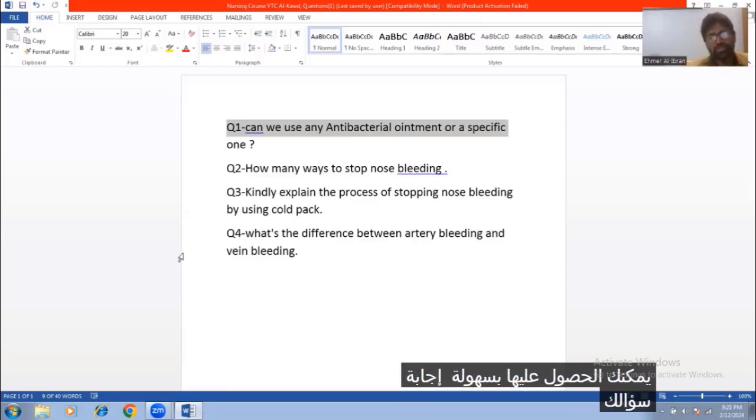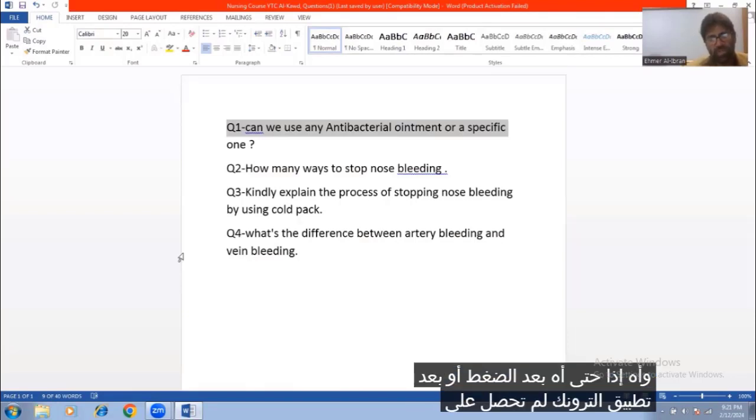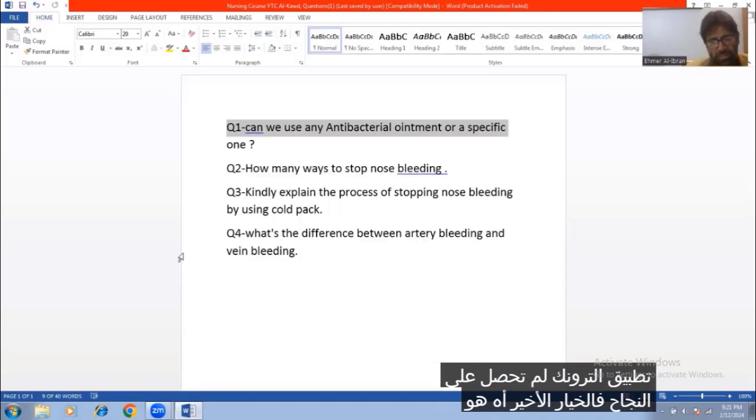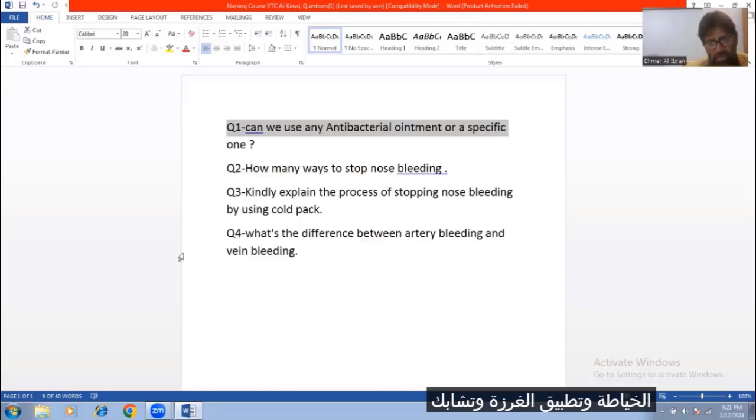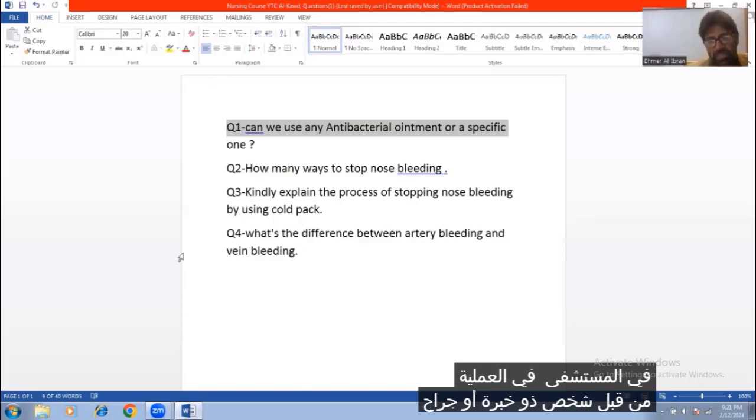And if even after pressure or after applying a tourniquet you are not getting success, then the last option is stitching. Apply a stitch and tie off the mouth of the artery, and the bleeding gets stopped. This can be done in the hospital, in the operation theater, by an experienced person or a surgeon. Okay, thank you.